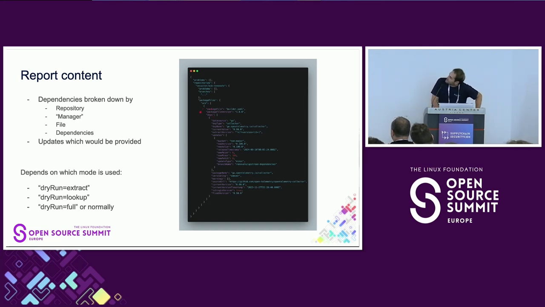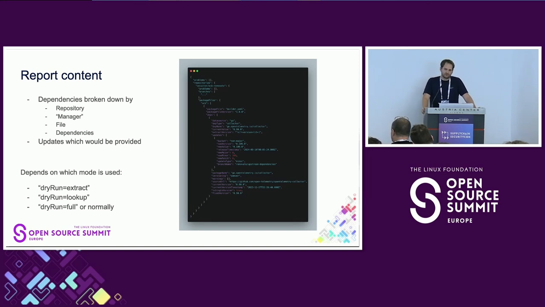It will be bigger on the next slide. But basically, this report breaks it down to: repository, which manager, this would be like NPM, Dockerfile, PEP 621, Terraform provider, and so on. The file where this dependency is located, the actual dependencies, and depending on if you run this in dry run, also the updates.